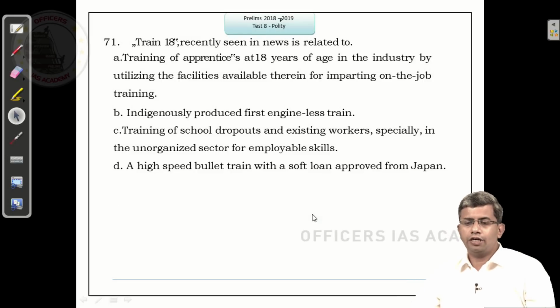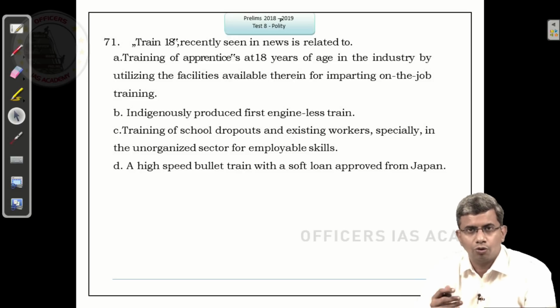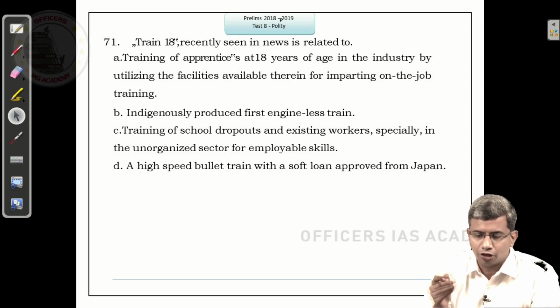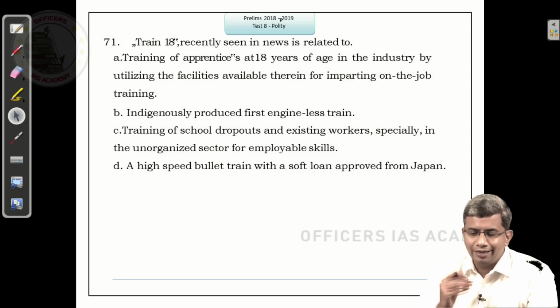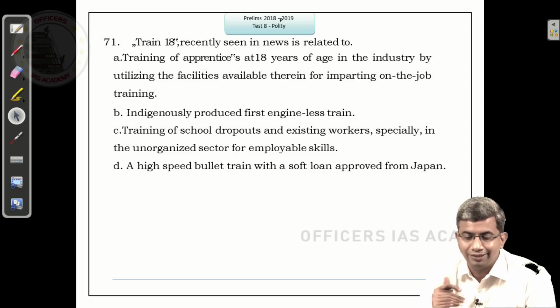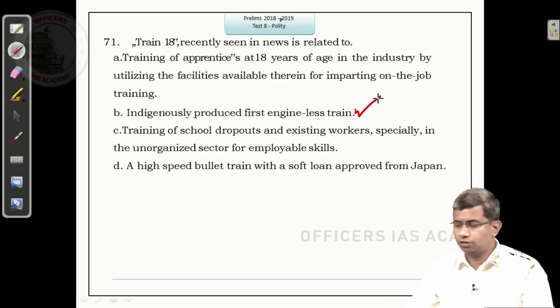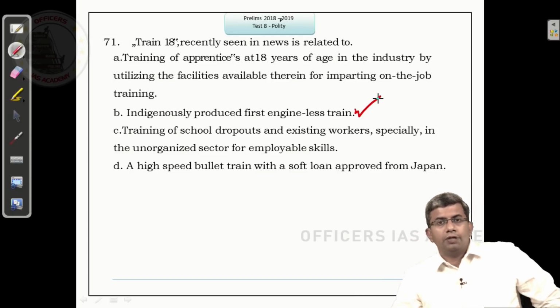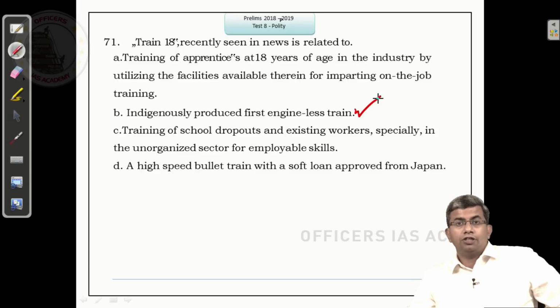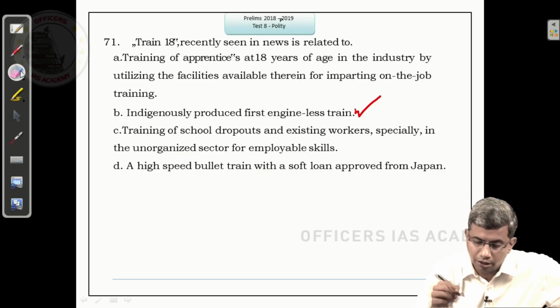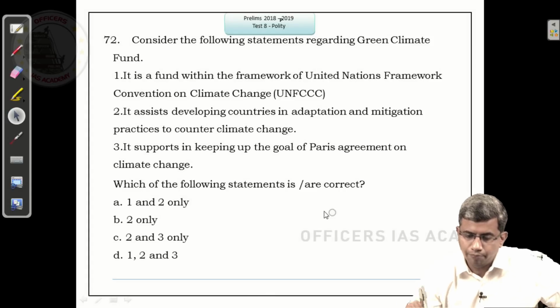Train 18, recently seen in the news, is related to training of apprentices at 18 years of age. Wow, Train 18, training of apprentices at 18 years of age. So don't immediately jump and mark that as the right answer. That is not the right answer. It is actually the indigenously produced first engineless train. It is going to be the next generation of trains over and above the Shatabdi Express. It can run at speeds of 160 to 200 kilometers per hour, and it is being tested. So that is the Train 18 which is recently in the news.